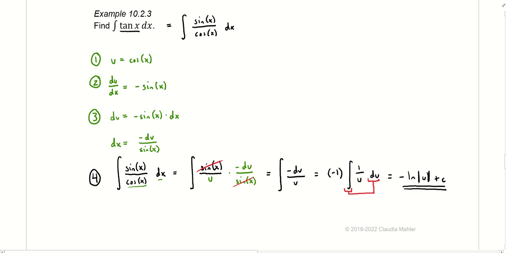And now step 5, I don't want a u, I want something in terms of x. So in step 5, I'm going to use that result from step 4, and instead of u, I'm going to write that u as cosine of x. So my final answer is the negative natural log of the absolute value of cosine of x plus c.